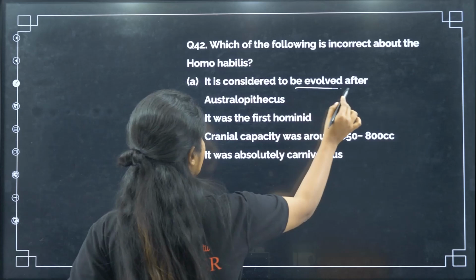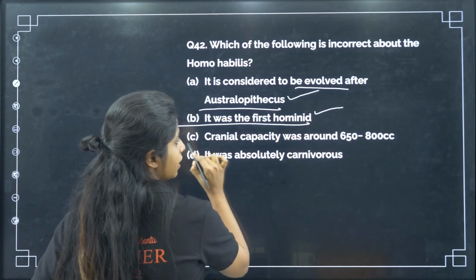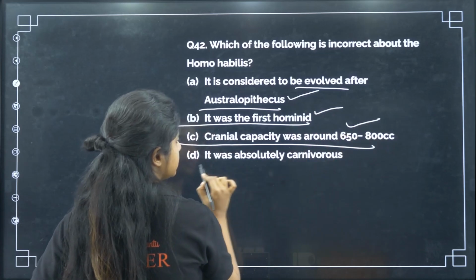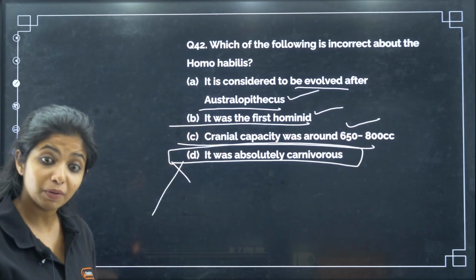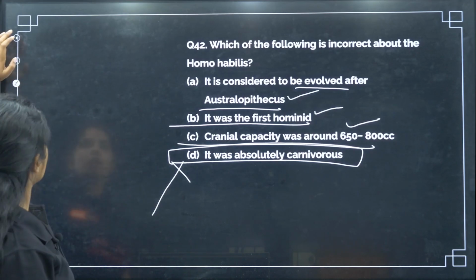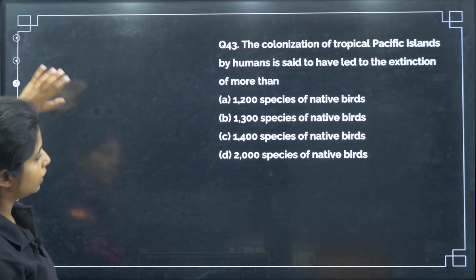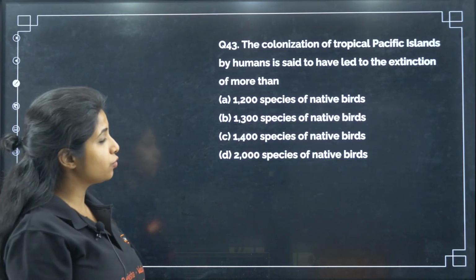So it's considered to be evolved from after Australopithecus, correct. It was the first hominid, correct. Cranial capacity was around 650 to 800, correct. It was absolutely carnivorous, wrong. They were absolutely herbivorous. I mean, they eat fruits and things like that. So they cannot be carnivores. This is the wrong statement.